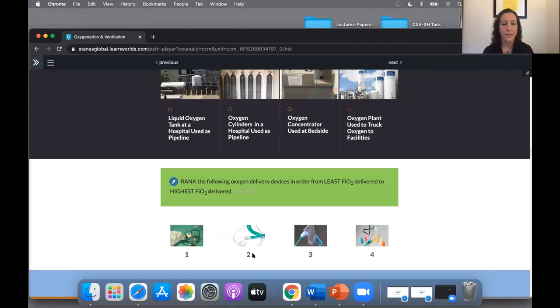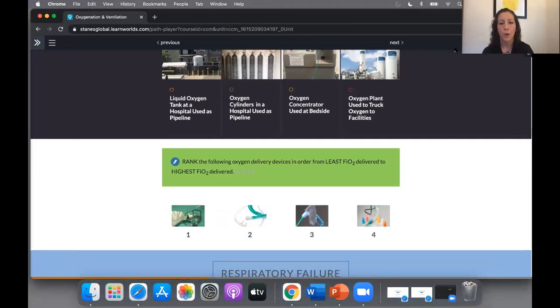So I would say the answer, the least amount is definitely the nasal cannula. The highest amount is definitely the oxygen mask with the reservoir bag. The simple mask and Venturi can both get up to around 60% FiO2. So it really depends on whether or not you have the green valve. The green valve gives you the highest level of oxygen.